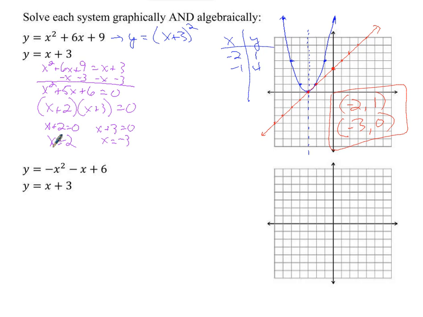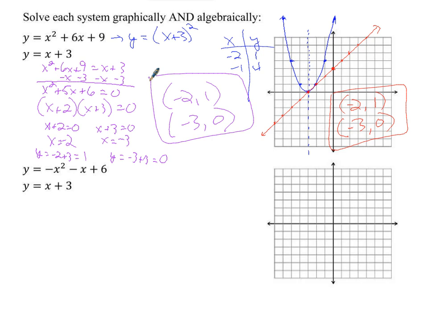So for x equals negative 2, I take that and I plug it into the bottom equation. Y equals negative 2 plus 3, which is 1. I take negative 3 and I plug it in, and I get y equals negative 3 plus 3, which is 0. So now I have two ordered pairs. I have the negative 2 for x and the 1 for y. And I have the negative 3 for x and the 0 for y. There's my two solutions. Did I get exactly the same answer? Yes.